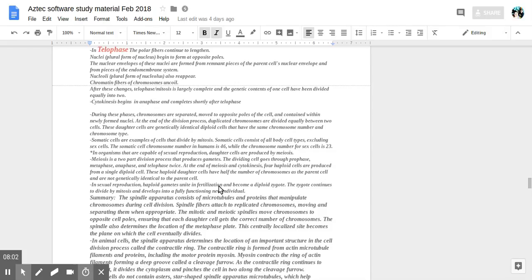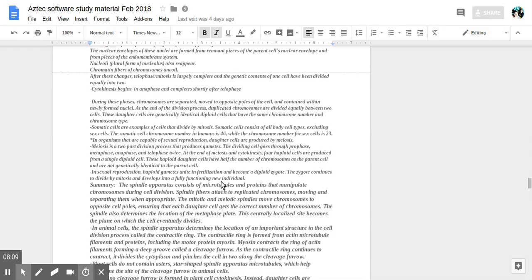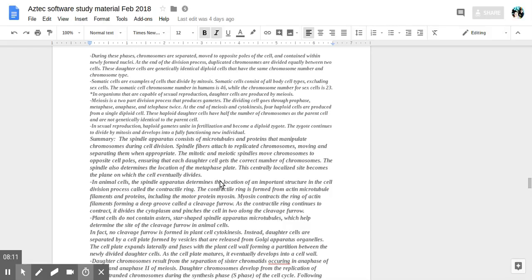Somatic cells are examples of cells that divide by mitosis. Somatic cells consist of all body cell types, excluding sex cells. The somatic cell chromosome number in humans is 46, while the chromosome number for sex cells is 23. In organisms that are capable of sexual reproduction, daughter cells are produced by meiosis. Meiosis is a two-part division process producing gametes. Gametes are the sex cells.